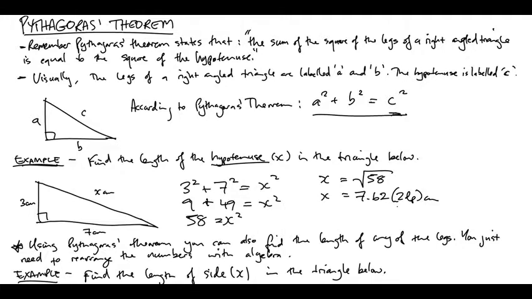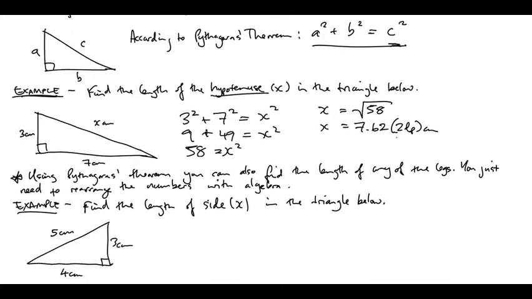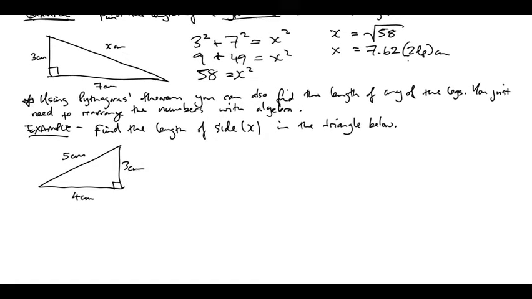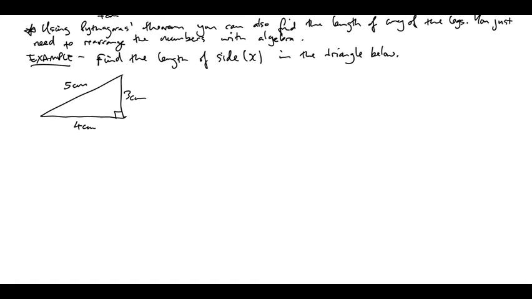Okay, so using Pythagoras' theorem, obviously that formula finds the hypotenuse straight away, but you can also use Pythagoras' theorem to find the length of any of the legs. You just need to rearrange the numbers with algebra. So let's say in this case it already has that. Just imagine that say this was x centimeters, so that leg was x centimeters.